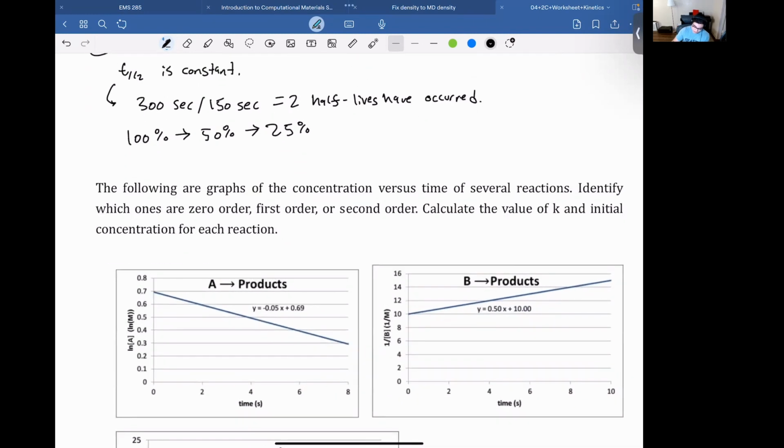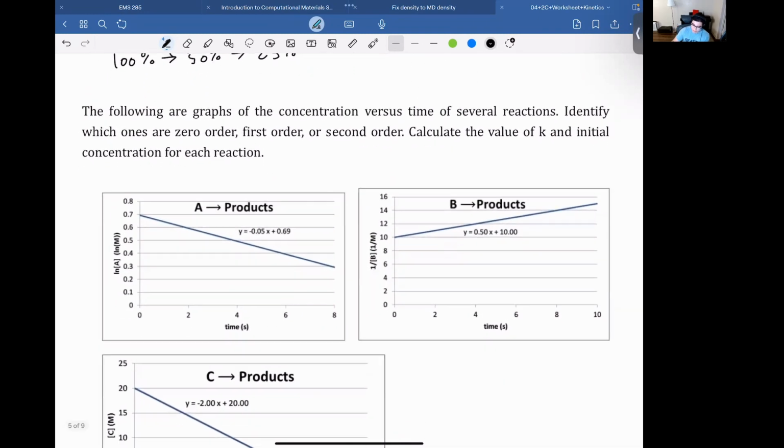Going to this next question, it says the following graphs of concentration versus time of several reactions. Identify which ones are zero order, which ones are first order or second order. Calculate the value of k and the initial concentration for each reaction.